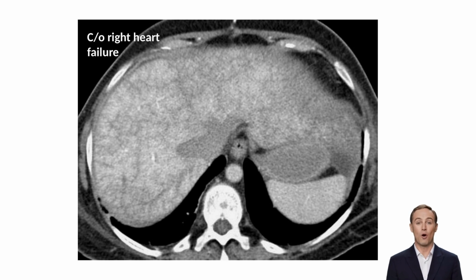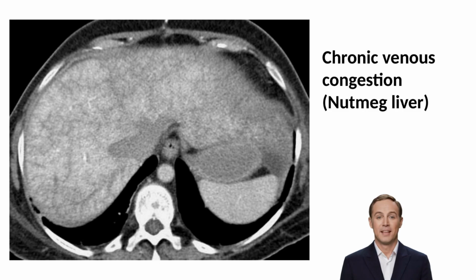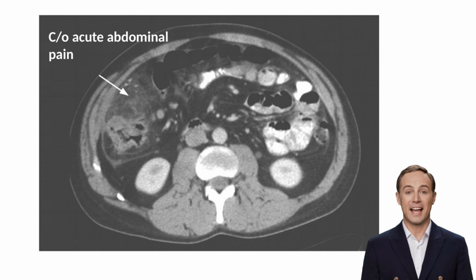Patient is a case of right heart failure. We see a heterogeneous mottled appearance of the liver with a reticulated pattern. Also, the inferior vena cava appears prominent. The given findings represent nutmeg liver or chronic venous congestion of the liver due to the back pressure changes due to right heart failure. So this is the last case for today.